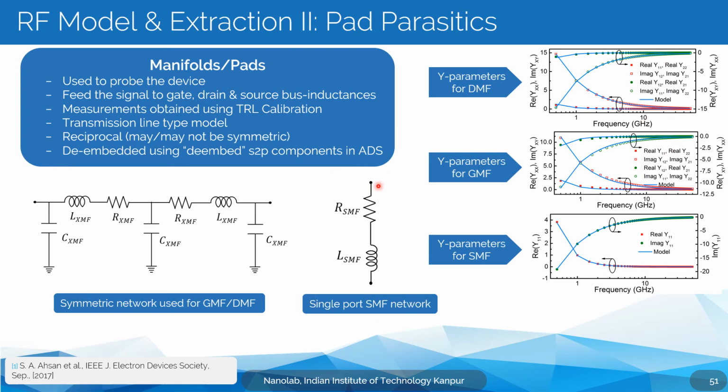Then once you use these circuits, you try to extract the inductive, the capacitive, and the resistive components. You try to extract these numbers from the measurements using de-embedding techniques. There are many de-embedding techniques which can be used. The one we've used is TRL. We can also do an SOLT calibration, and that takes out all the parasitics due to these manifolds and pads.